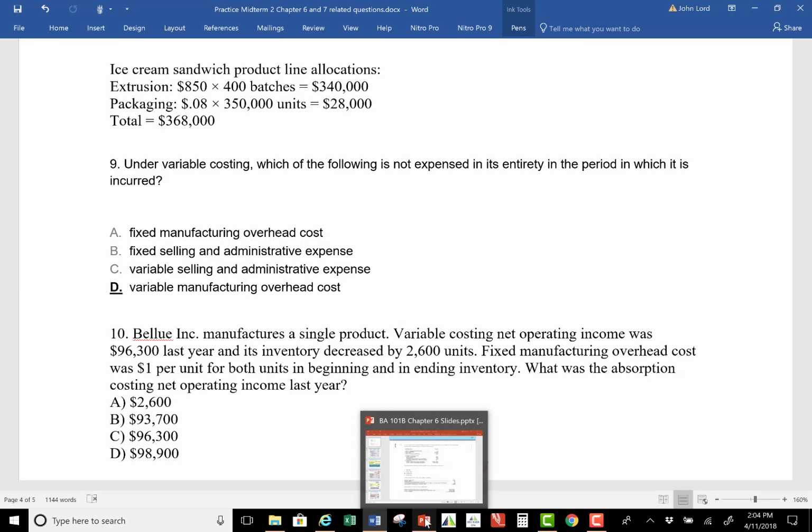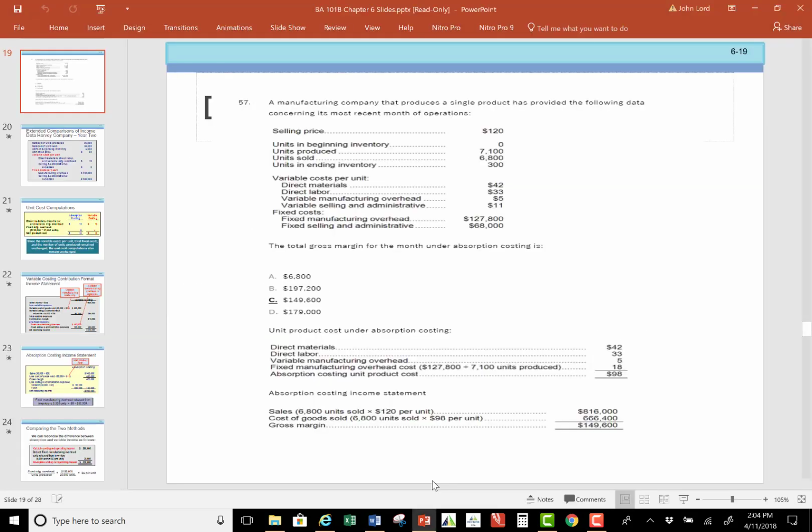Sure. Okay. All right. I just want to make sure that you don't get interference because you're trying to prove that this question's wrong. Okay, because I don't want that interfering with your ability to understand. When you look at this one, there's 300 units that we did not sell. Since we didn't sell them, can their variable manufacturing costs be included in the cost of goods sold?